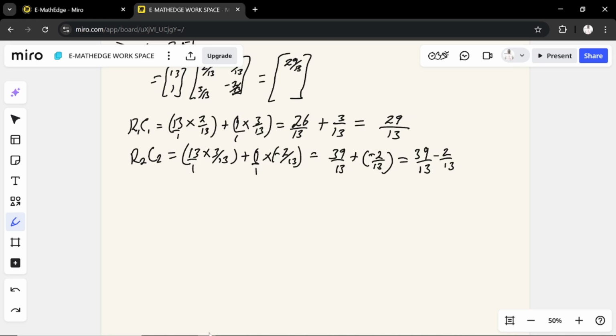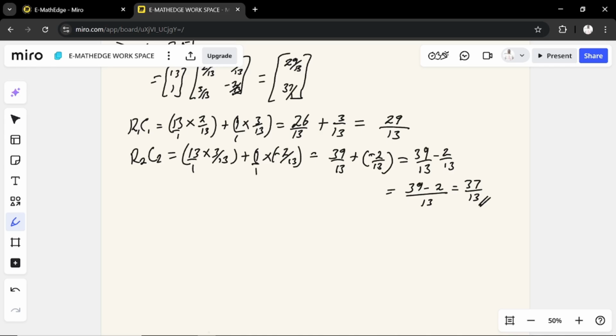Now to further simplify this fraction, we have 39 all over 13 minus 2 all over 13. Since the denominators are the same, that is to say the LCM is going to be 13 as well, where we go ahead and solve for the numerator, which is 39 minus 2. And finally, we will have it as 37 all over 13 to be the final result for the element in the second row, second column.